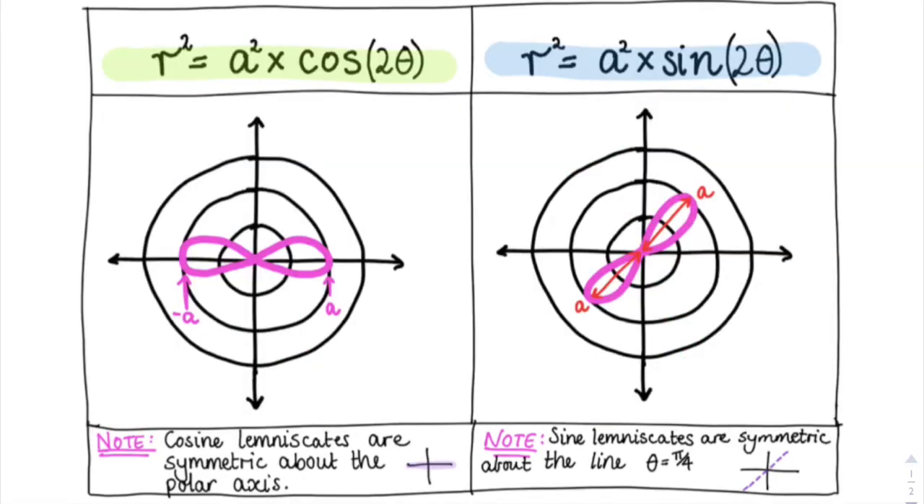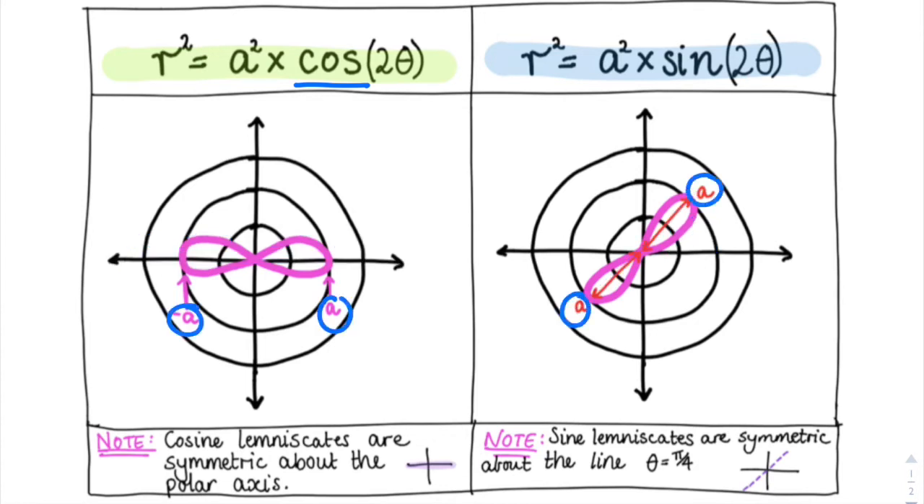We can see that if a lemniscate equation uses the cosine function, our graph will have a horizontal orientation. We say that this is symmetric about the polar axes. If the lemniscate uses the sine function, you can see that the graph runs diagonally. We say that it is symmetric about the line pi on 4.